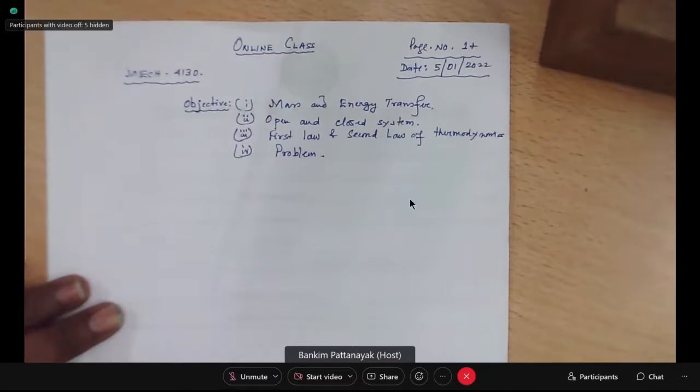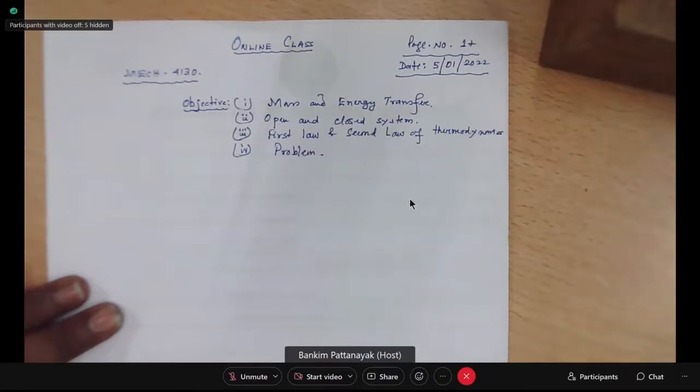thermodynamic principle, and we loosely talked about entropy as an entity. In mechanical engineering terms, entropy is del Q by T. Now then, what is del Q, what is T, all these things will come into picture. But let us go back to the basics of the first law and second law of thermodynamics.